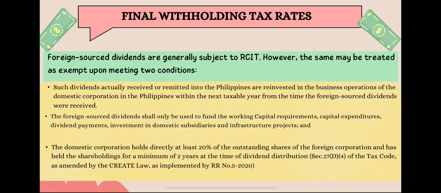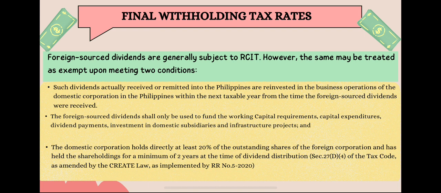So the first one is such dividends actually received or remitted into the Philippines are reinvested in the business operation of the domestic corporation in the Philippines within the next taxable year from the time the foreign source dividends were received. So it means that it will be exempted if the received foreign source dividend is not spent. Instead, they reinvest it and use it as capital in the domestic corporation in the Philippines.